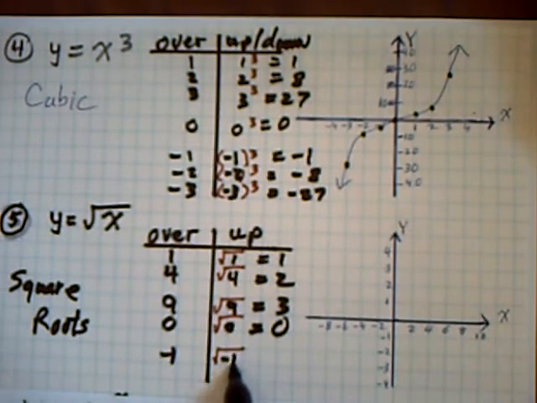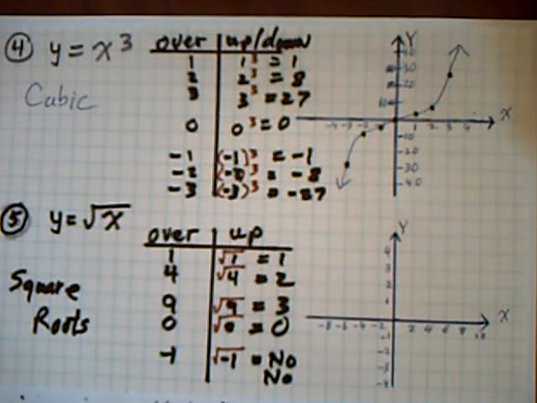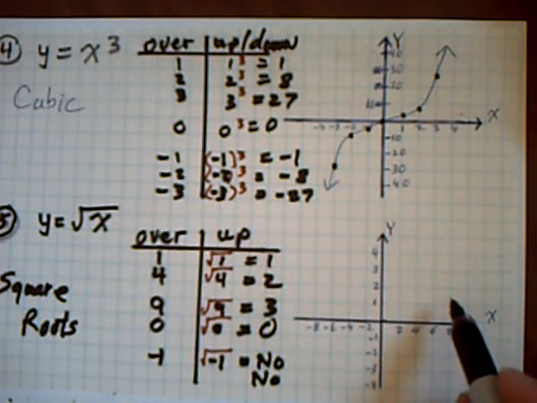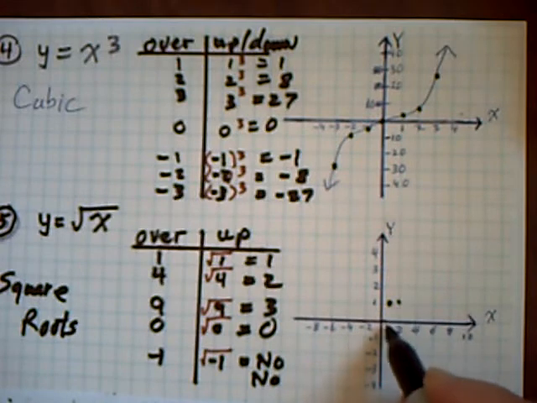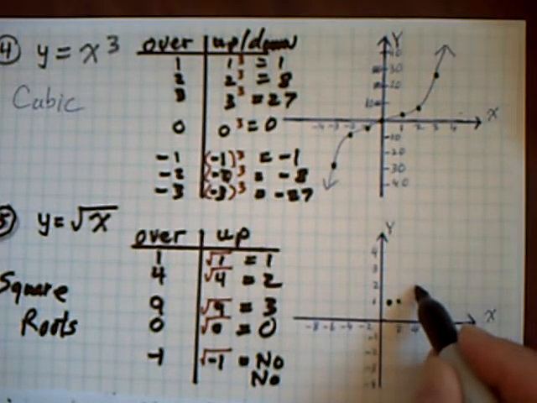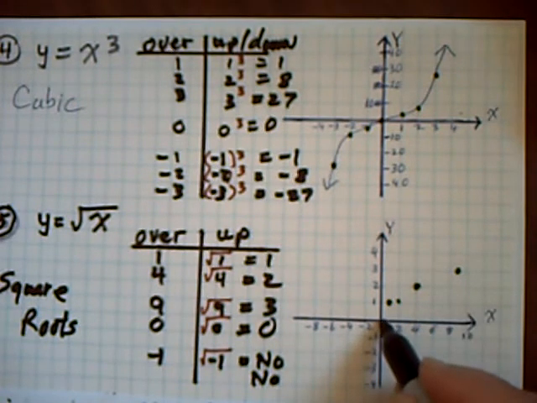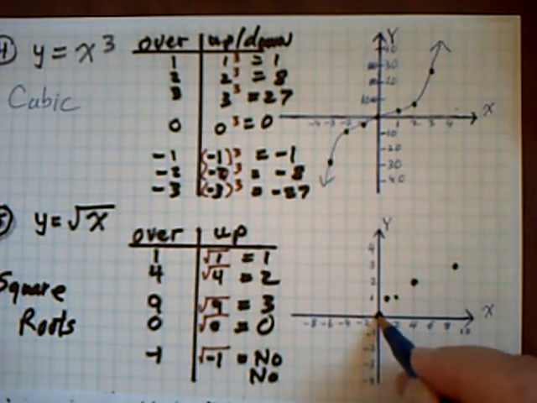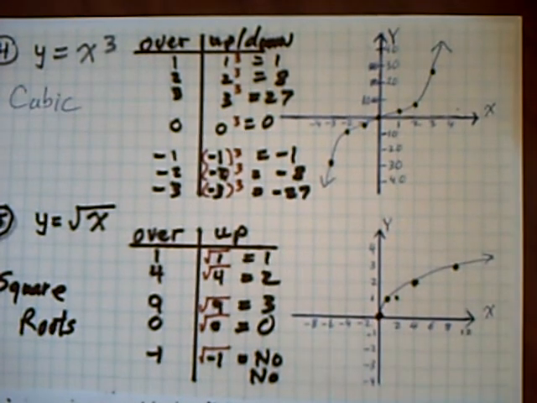If I go to the left one, the square root of negative 1 is a no-no. It doesn't exist in real numbers, so we won't plot it. So anything in the negatives isn't going to get plotted. Sorry, if I go over 4, I'm going to go up 2. If I go over 9, I'm going to go up 3. And if I go over 0, I'll go up 0. Ignore this one, I made a mistake there. This graph's like that.